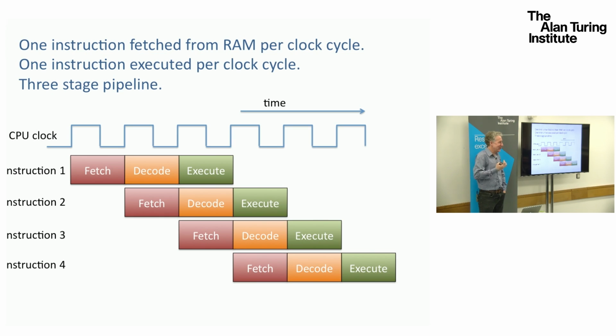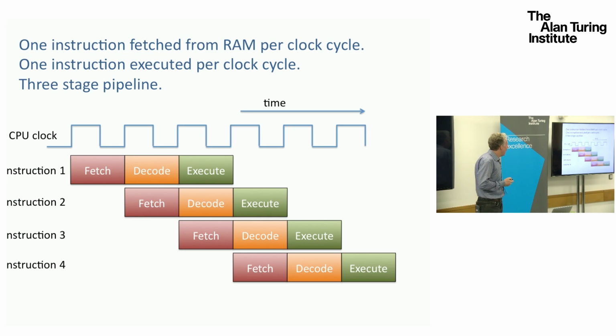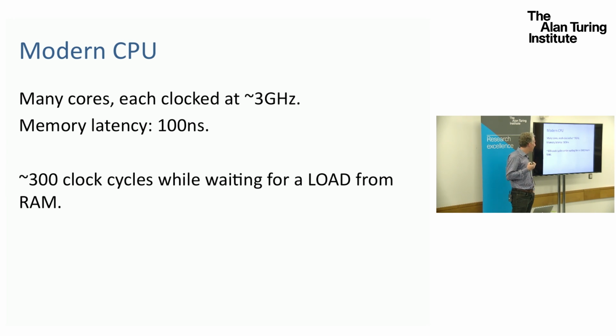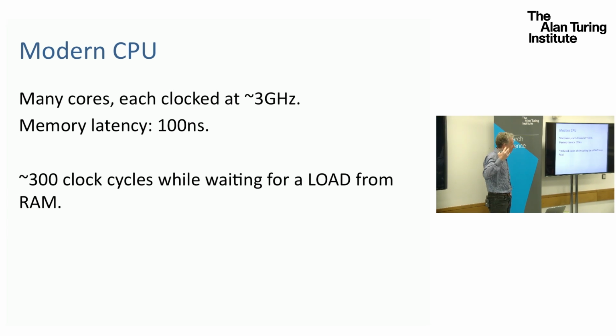But unless you start with something simple, it's hard to understand why we made things much more complicated. A modern CPU has many cores, and each of them is clocked at something like 3 gigahertz. You all know that from the promotional literature for laptops. What's less obvious is the memory latency. Memory latency is, when I want to fetch something from memory, how long does it take for me to get it? This is separate from memory bandwidth, which is how many bytes per second I can transfer from memory. Memory latency is, I want something now. How long have I got to wait? And the answer is about 100 nanoseconds.